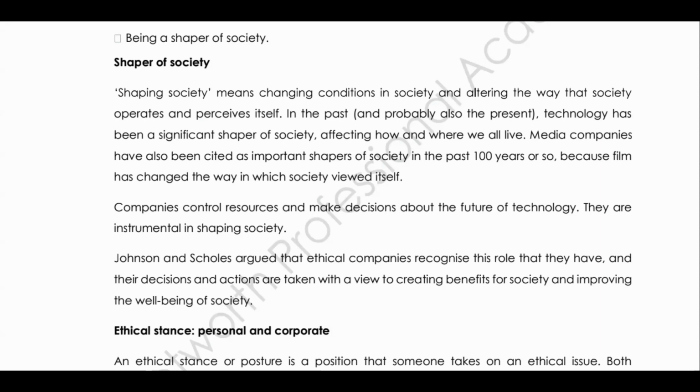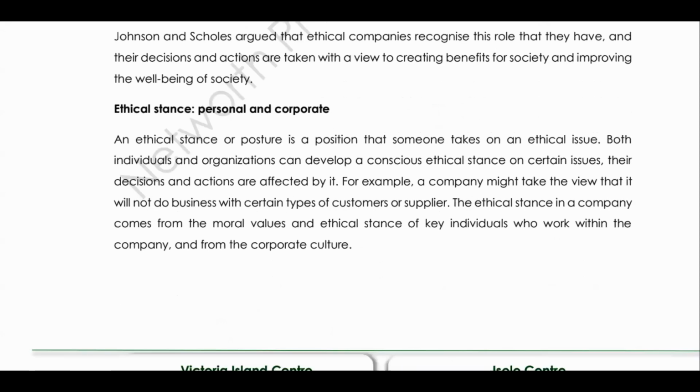Now, as a company, you're supposed to approach this ethically. And that's the entire gist about being a shaper of the society, knowing that whatever you do in the society has lasting impact in the society. Are we clear on that? Good.